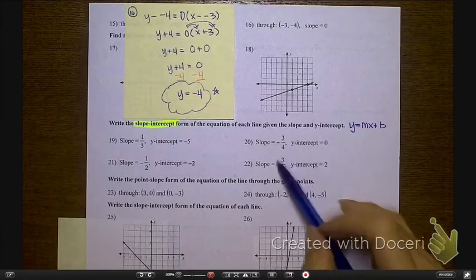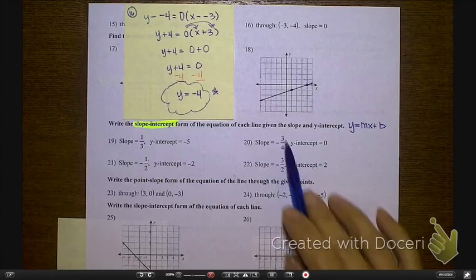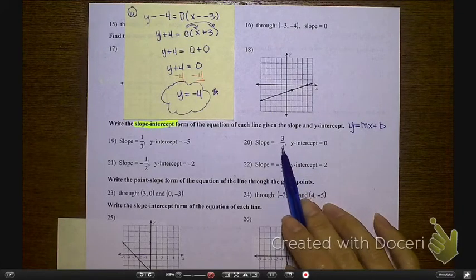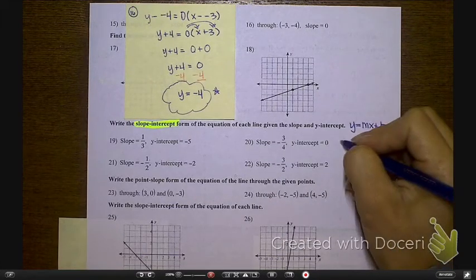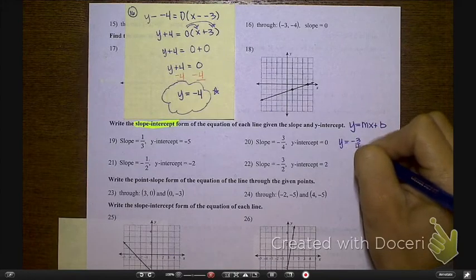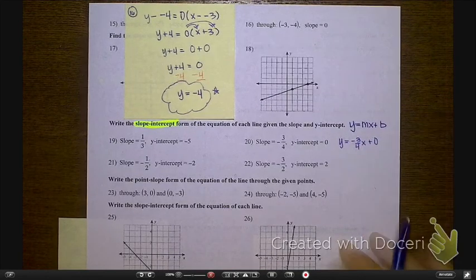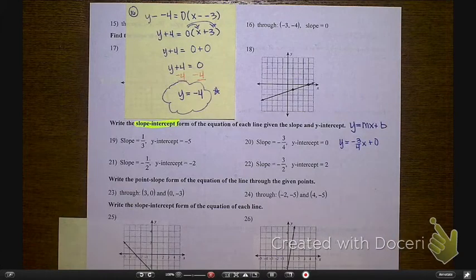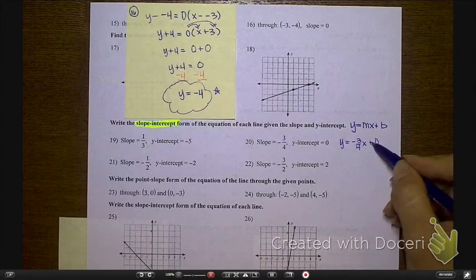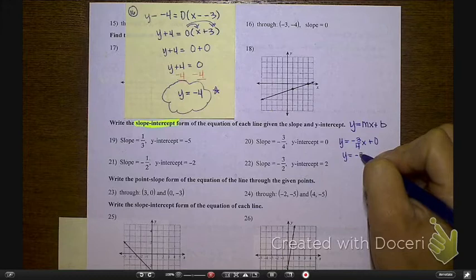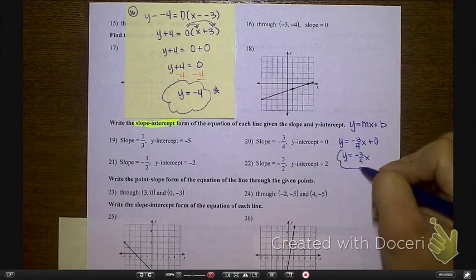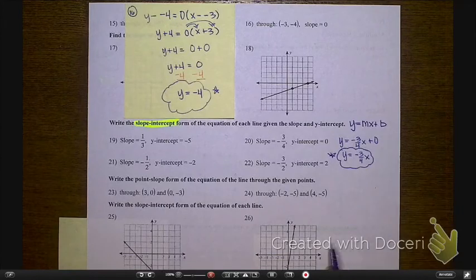Okay, so what is your m in this one? Yeah, your -3/4, the slope. What is your b? 0. So we're going to plug in y equals -3/4 x plus 0. Now, what is really this plus 0? Nothing. Like 0 is nothing, so this plus nothing is just itself, right? So here's your final answer. You don't even really need that plus 0 there. Does that make sense on that one? Yeah or no? Yeah? Are we okay on that?